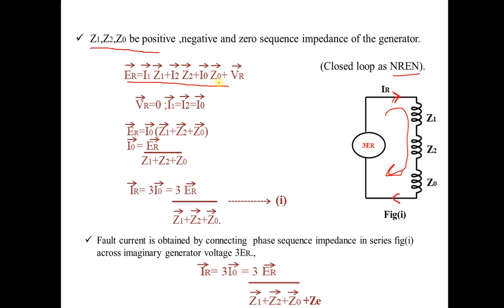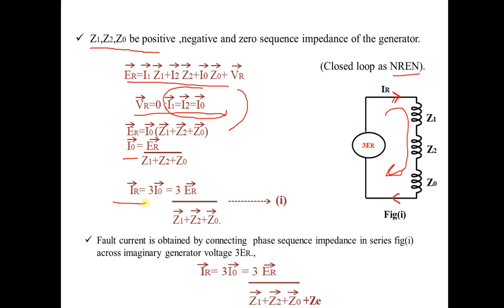So here ER will be equal to I1 Z1, I2 Z2 plus I0 Z0 plus VR. We just have the condition VR is equal to 0 and IY and IP, right? So all are equal. Just apply this in the previous equation. We just want to find what is I naught here, and then we are going to find the fault current.